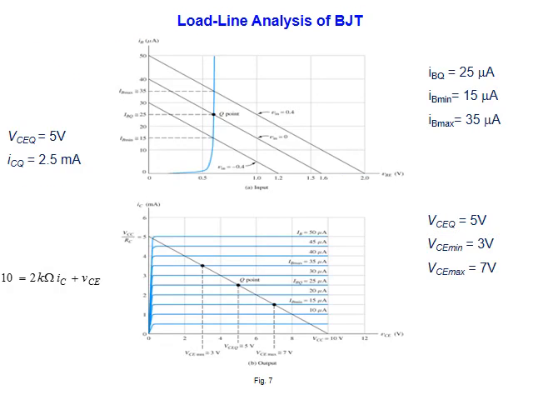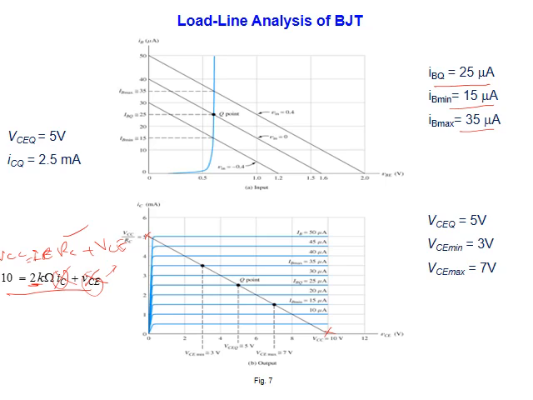Now this is what I got. I base IBQ 25, minimum 15, maximum 35. I go to the output characteristics. This is my equation: VCC equals IC RC plus VCE. RC is given 2 kilo. Then when I assume VCE 0, I find IC, or I assume IC 0, I find VCE. So I got these 2 points, I make a line.